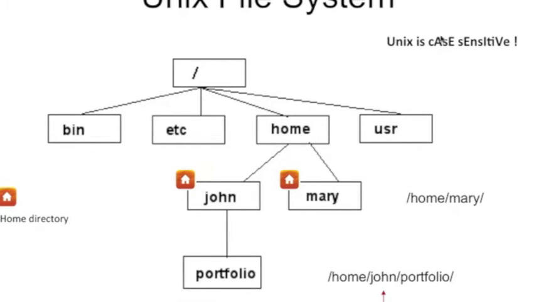And so be aware that Unix is case sensitive, right? So if you do John or you do portfolio with an uppercase P or a lowercase p, those will be different directories, right? Okay. So any questions here?